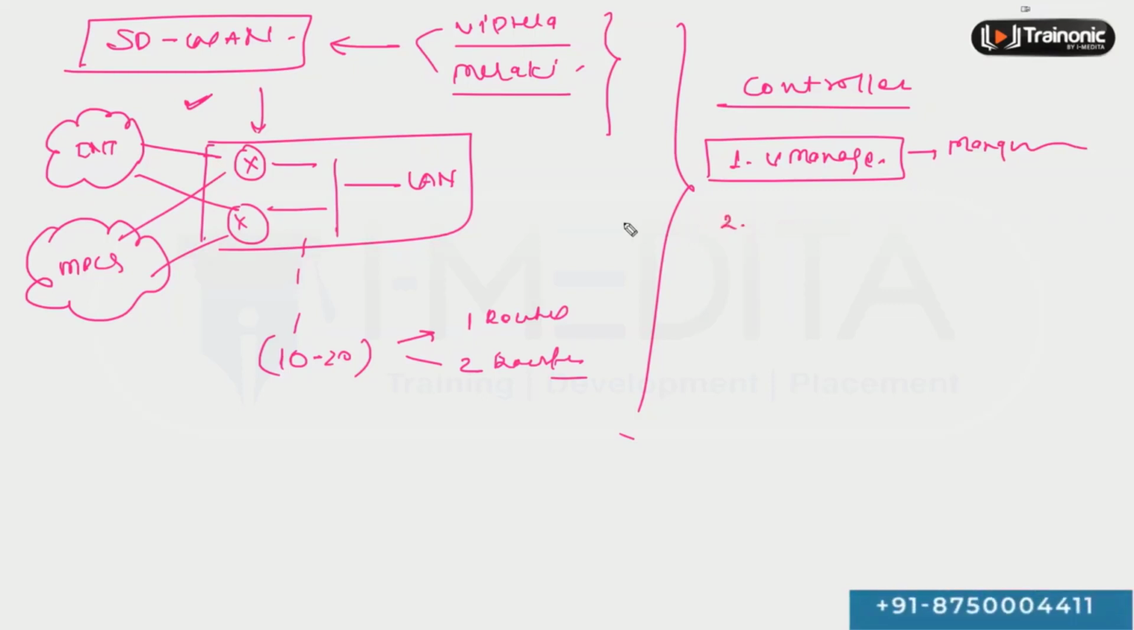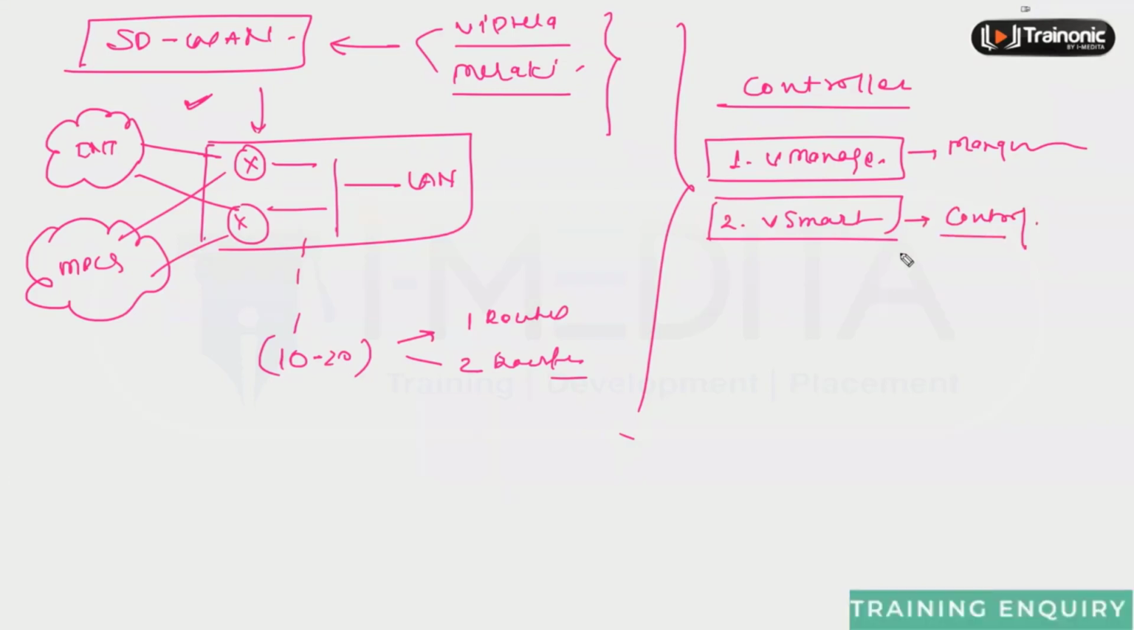The second controller in the SD-WAN is called vSmart. vSmart, you can say, is the centralized control plane of the SD-WAN. All the control plane intelligence has been pushed to this controller called the vSmart controller. There's also one more controller called vBond.